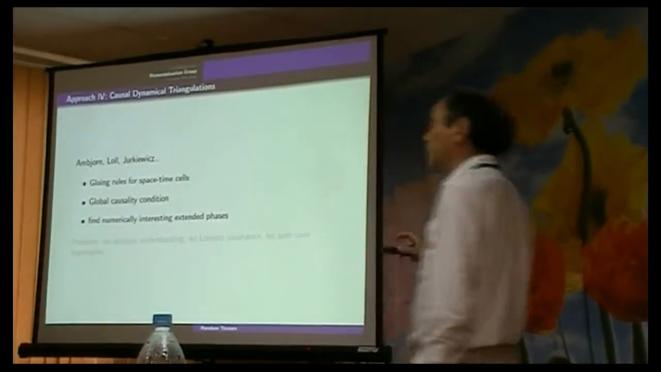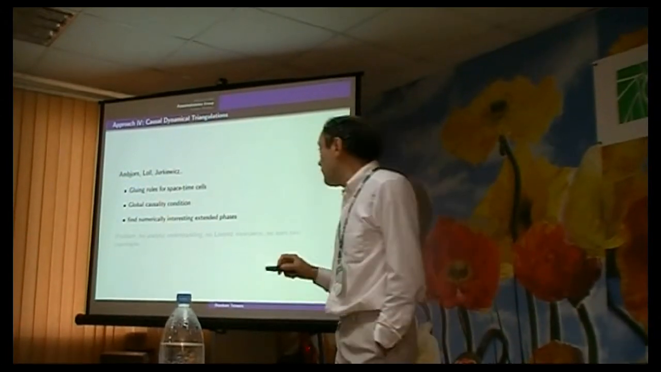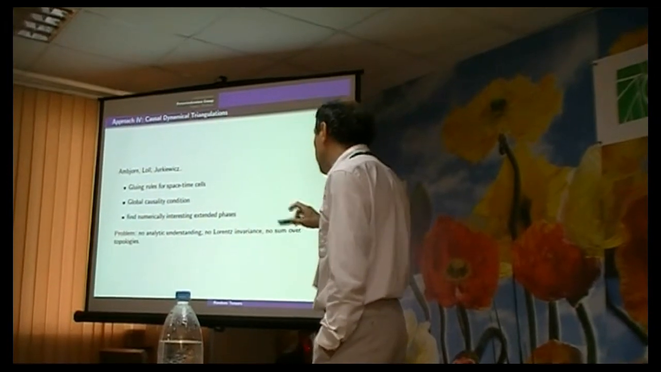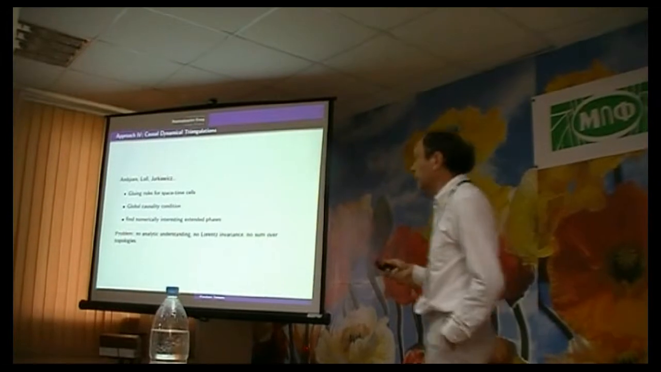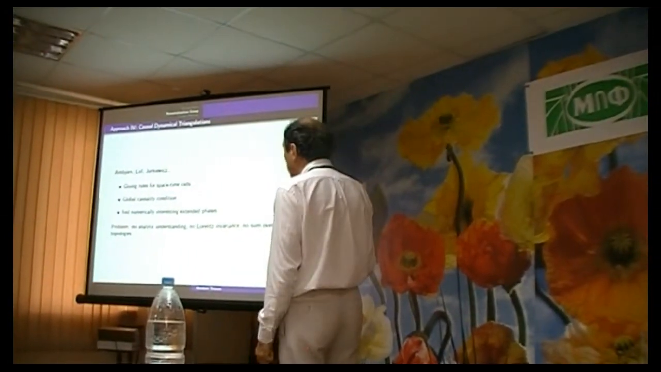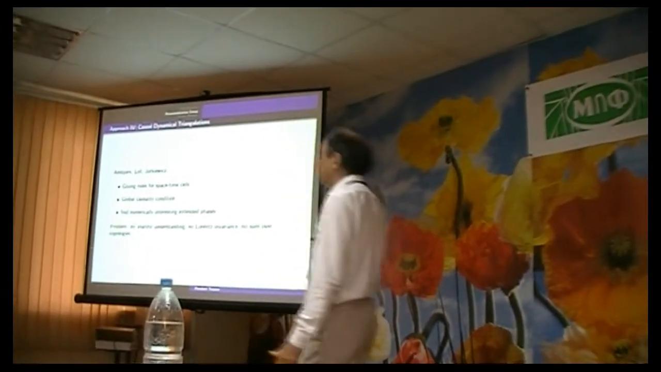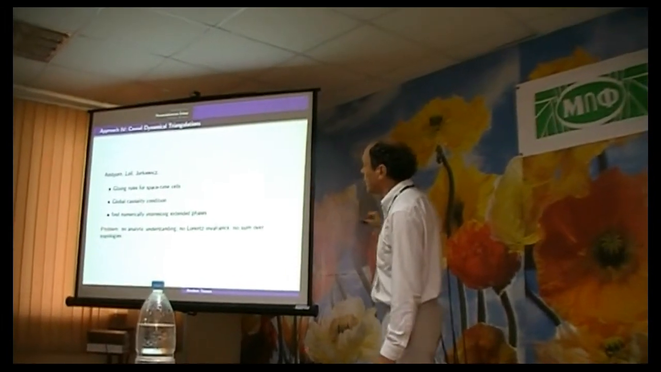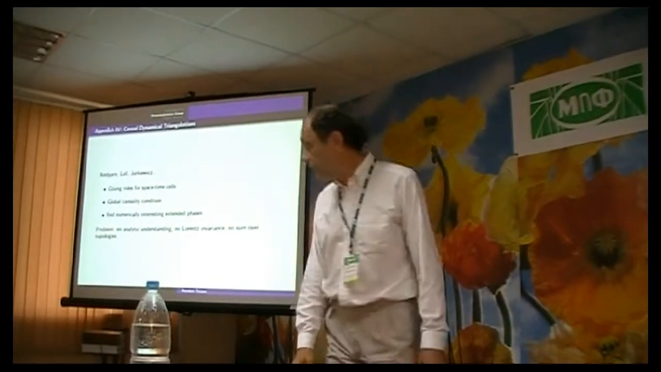And then they found, again, numerically interesting extended phases. So in my opinion, there is a bit the same problem as for the previous approach, namely you test this on a computer, but you don't understand really very well analytically why it works. Also, there's a problem of recovering Lorentz invariance, and usually there is no sum over topologies because of this condition that there is a preferred time.